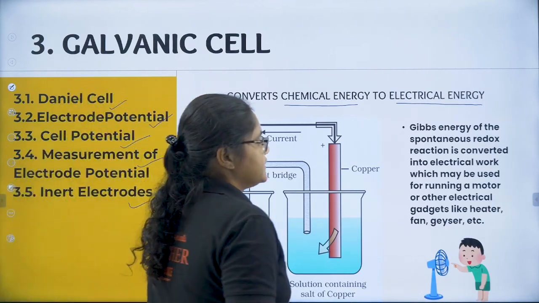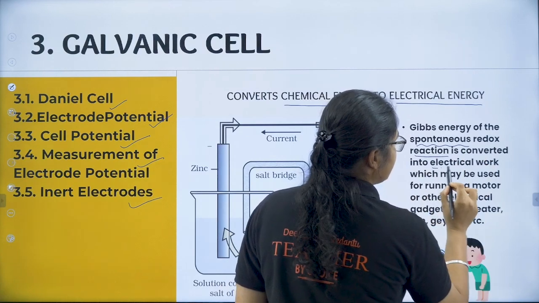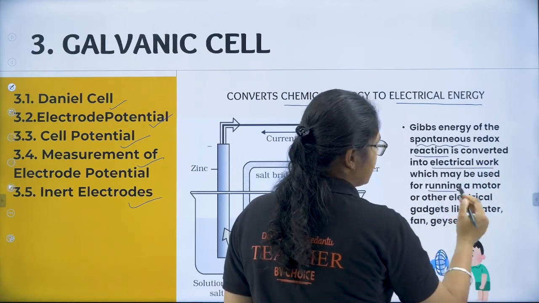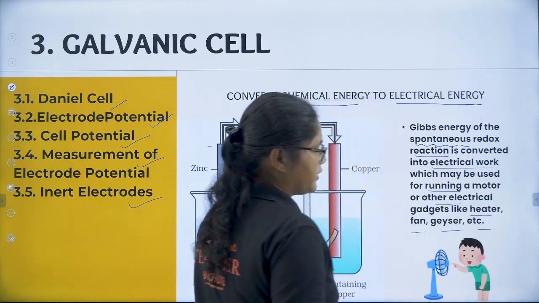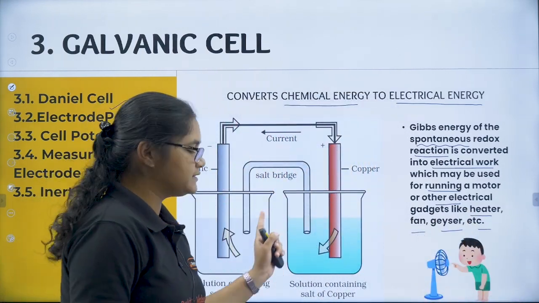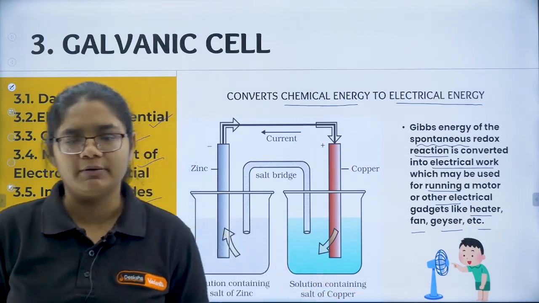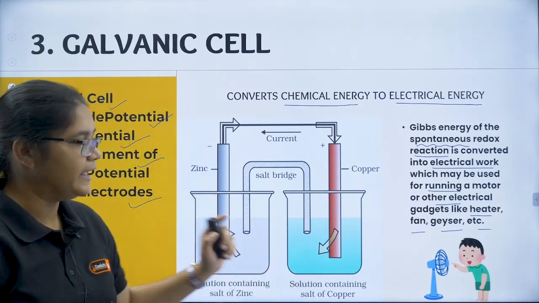Now see, the energy of the spontaneous redox reaction is converted into electrical work or electrical energy, which may be used for running a motor, electrical gadgets like heater, fan, geysers, etc. So once these chemical reactions happen, we will get the electrical energy, which will be used for different purposes, like heater, fan, geyser, etc.